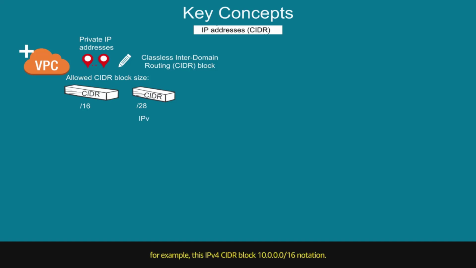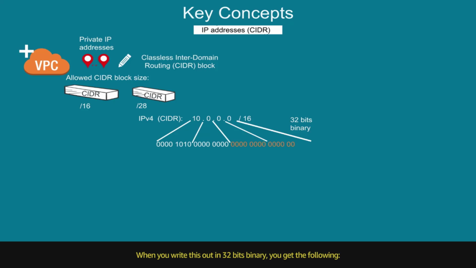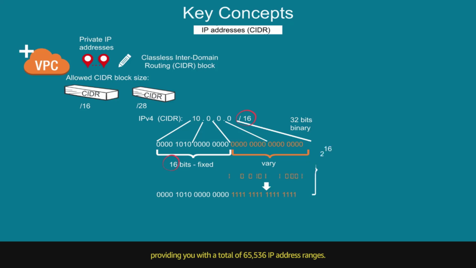For example, this IPv4 CIDR block, 10.0.0.0/16 notation, when you write this out in 32 bits binary, you get the following. The number following the slash symbol, in this case 16, means that the first 16 bits remain fixed. And you can vary the next 16 bits, providing you with a total of 65,536 IP addresses. A CIDR block of 0.0.0.0/0 would allow access to any IP address.